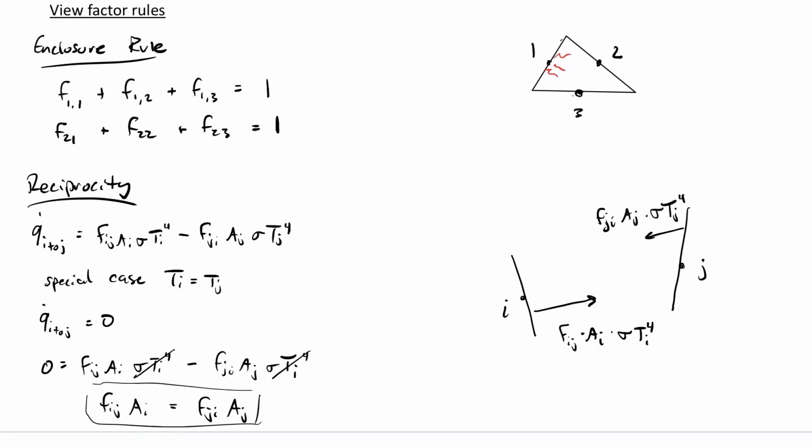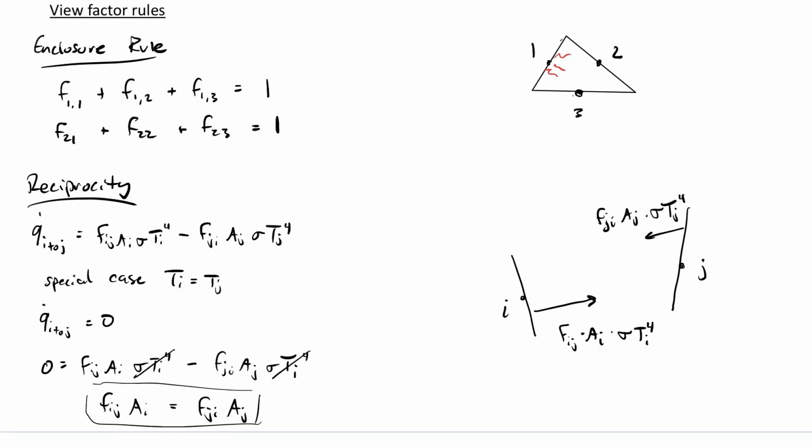If we, at some point, compute, say, Fij, and we know the areas of the surfaces involved, we can always get, basically for free, that other view factor. So that's a really powerful tool that you have for evaluating these things. Okay, questions on that?